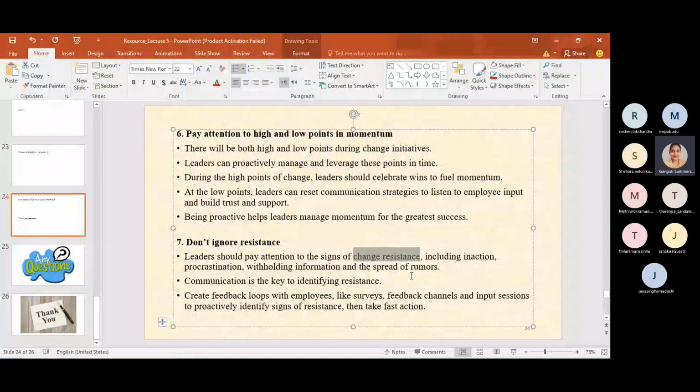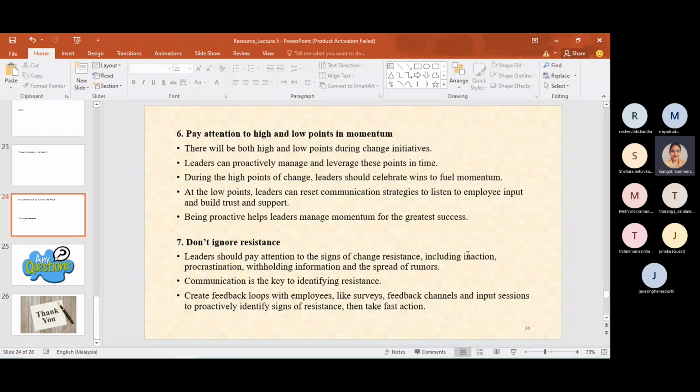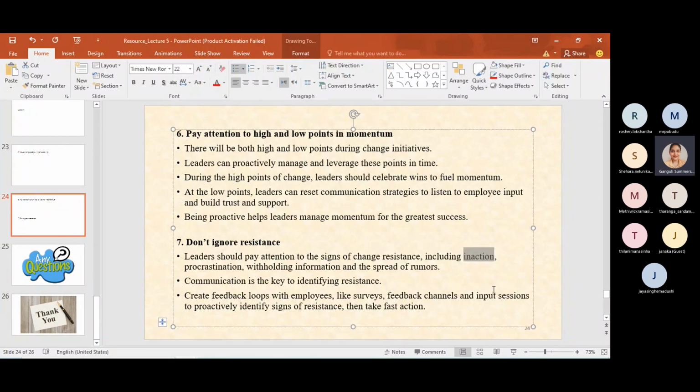You can observe change resistance in several ways. How can you observe change resistance in people? Inaction means being inactive. If you see your employees are not doing their job properly, they are not punctual, they are coming late for meetings, they are reporting to work late, these are some examples of inaction.